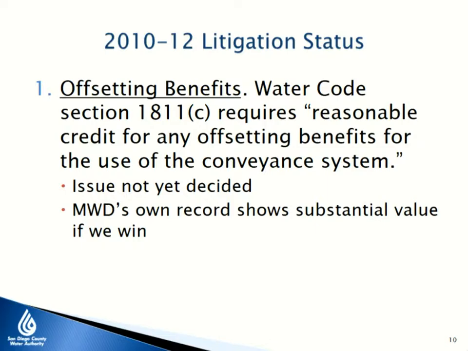But the code also requires that there be reasonable credit for any offsetting benefits for the use of the conveyance system. Because the court had invalidated the entirety of the rates on other grounds, this issue, although it was raised at the trial court, it did not decide it, and it also wasn't then decided when it went up to the Court of Appeal. So no court has yet ruled on that particular issue. And if you look at Met's record in the case, there's substantial evidence for significant value if we win that issue. Next slide.